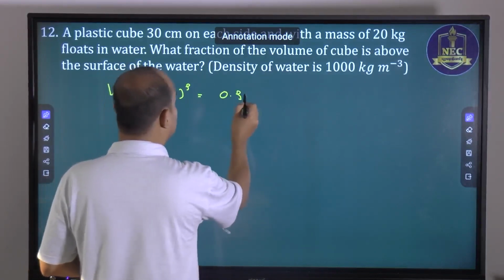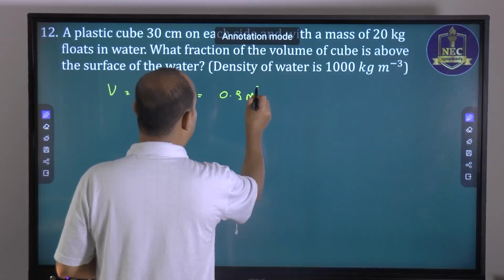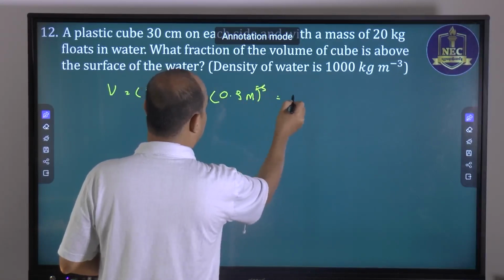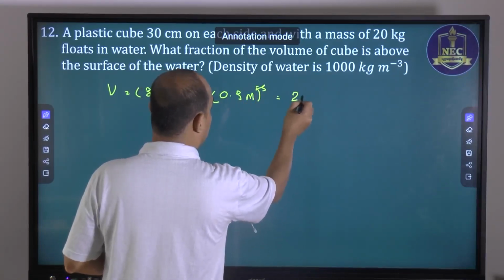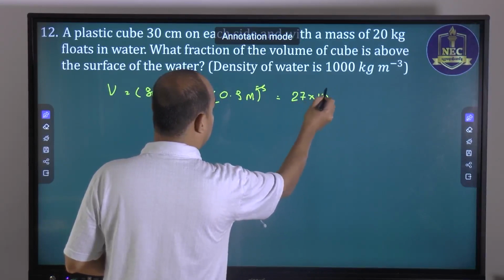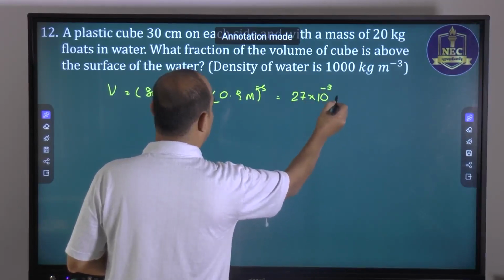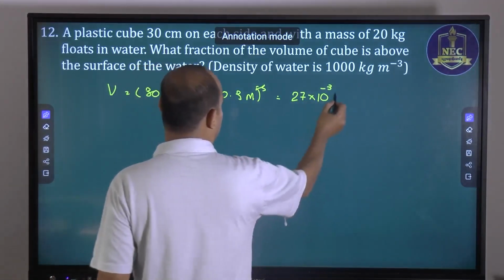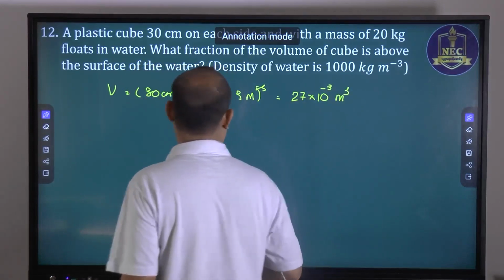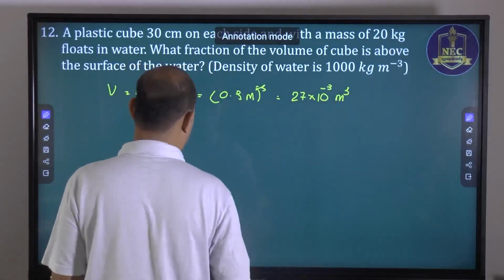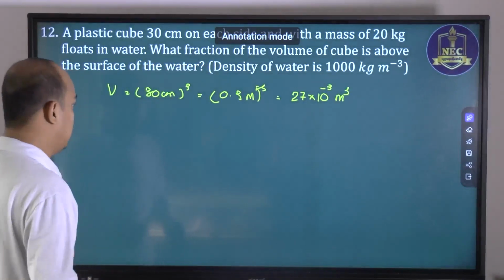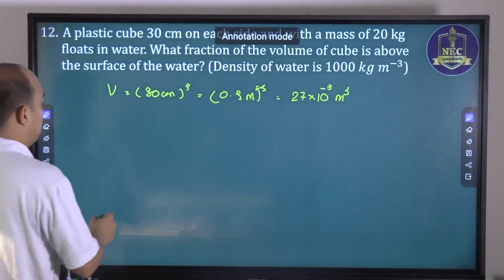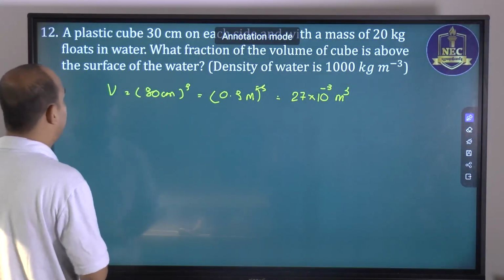0.3 meter, meter cube. 27 into 10 power minus 3 meter cube.